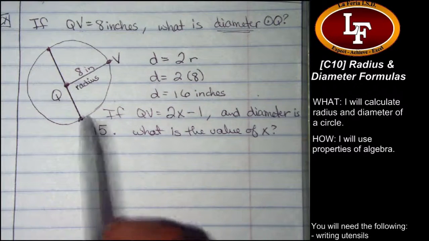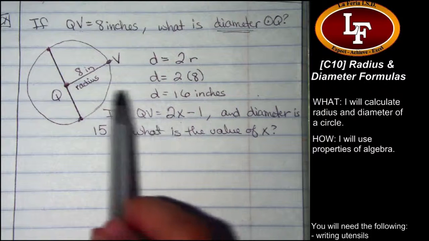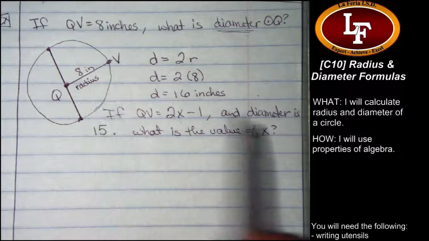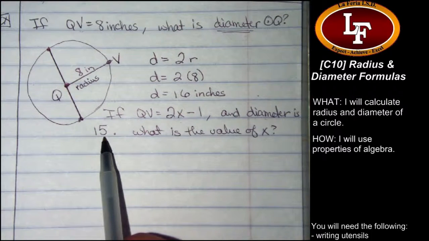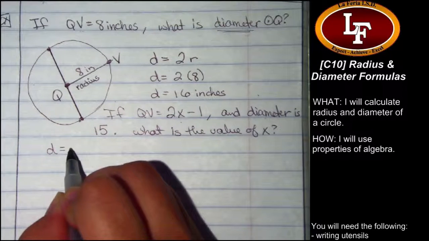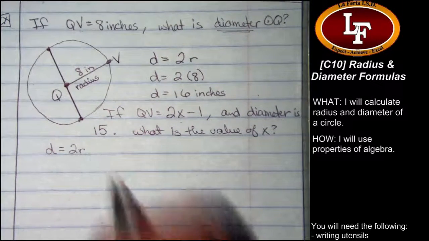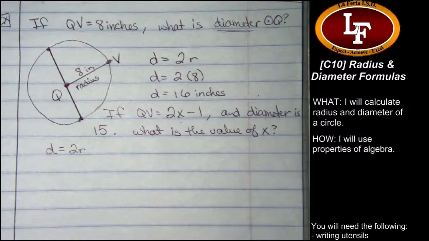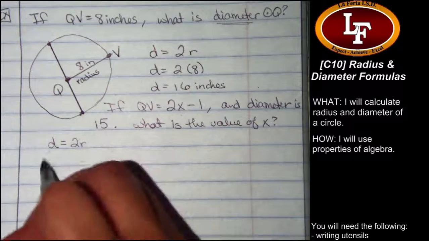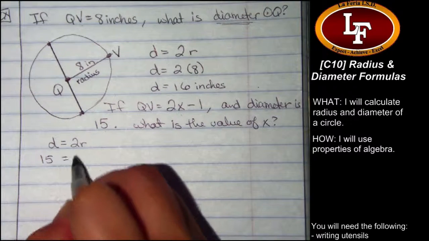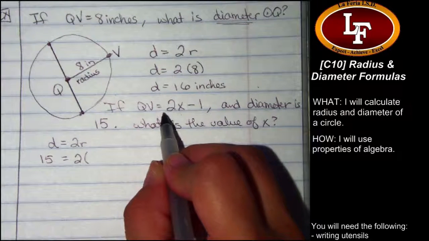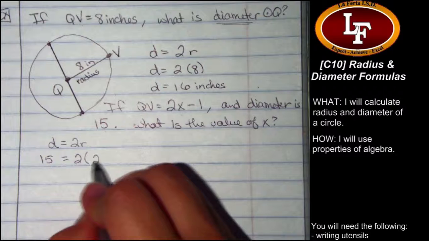Same sort of thing. Notice that QV, again referring to this circle here, is some sort of radius, and we're given information on the diameter. So we're going to start with the exact same formula. I'll show it to you using the radius formula next. But using the exact same formula, I'm going to fill in what I know. The diameter is 15, and that is the same as 2 times the radius, but this time the radius isn't a number, it's this algebra expression right here.